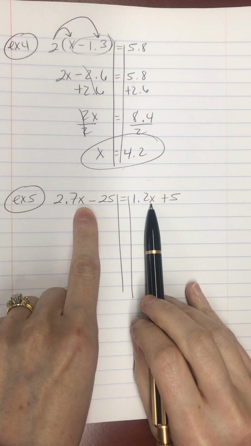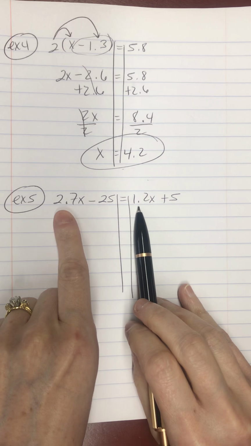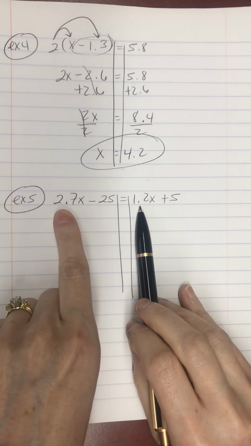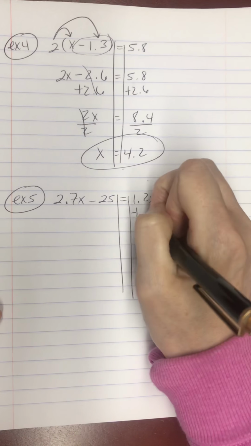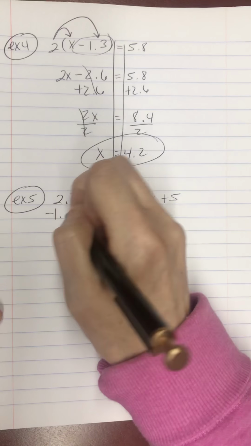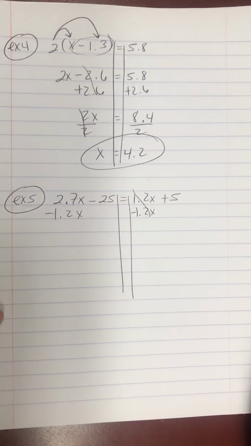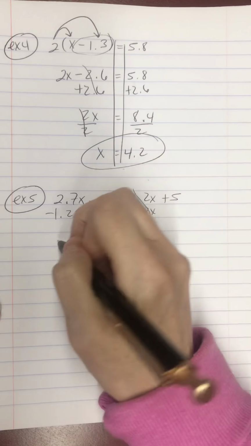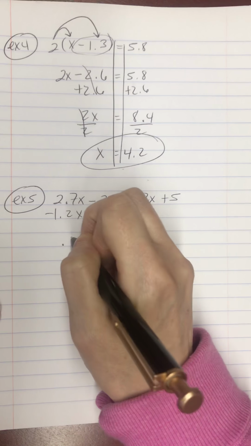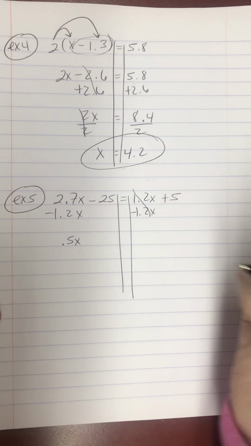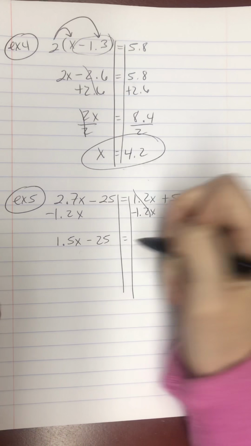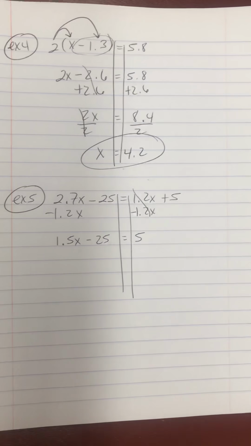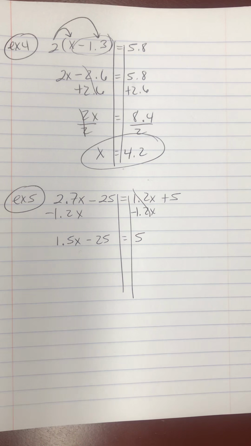So the question is, do you want to subtract 2.7x or subtract 1.2x? Again, if I were you guys, I would always take the smaller one. So I would subtract 1.2x. So that cancels. And so over here, you're just left with a 0.5x. Oh, I'm sorry, 1.5x. 1.5x minus 25 equals 5. Okay, so that's what we get there.